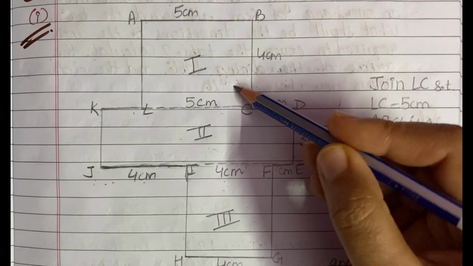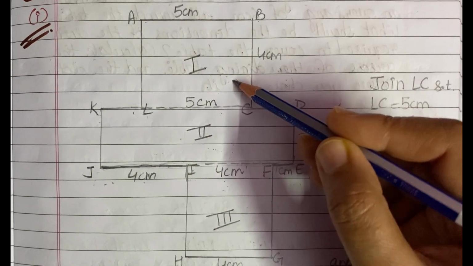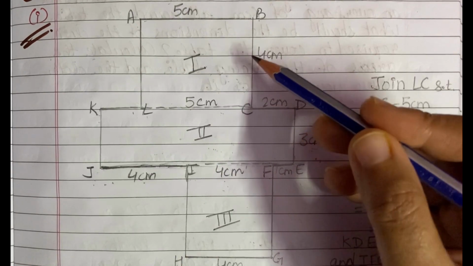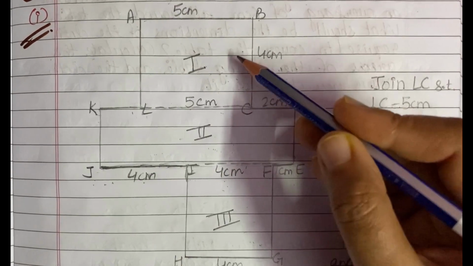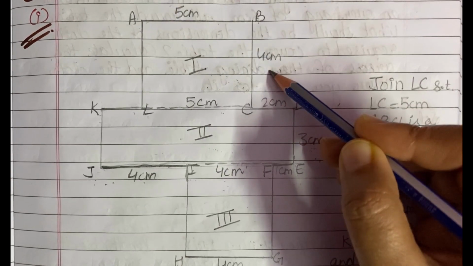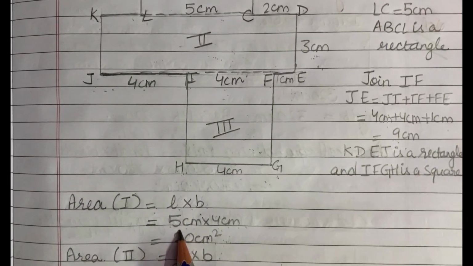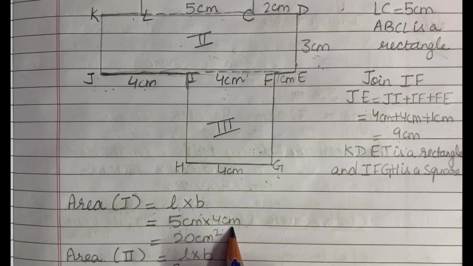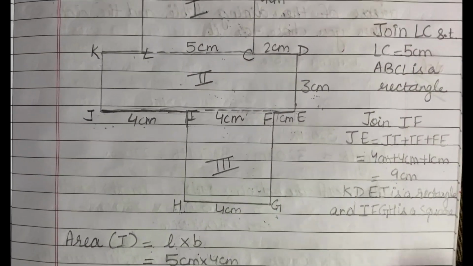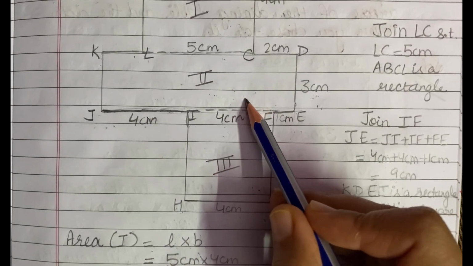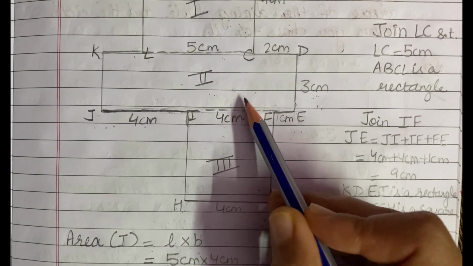And first part here is a rectangle. You know that area of rectangle is L multiplied by B, and here L is 5 centimeter and B is 4 centimeter. So area of first part is equal to 5 centimeter multiplied by 4 centimeter, that is equal to 20 centimeter square.